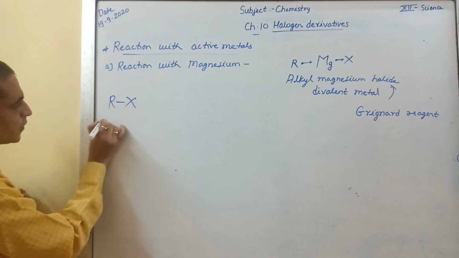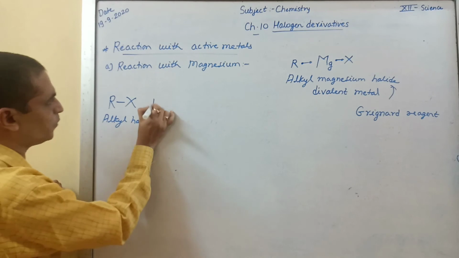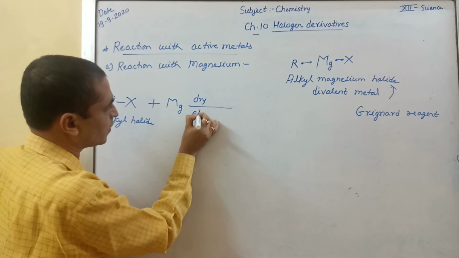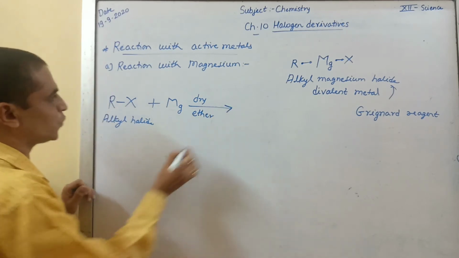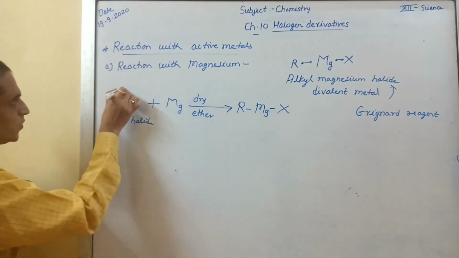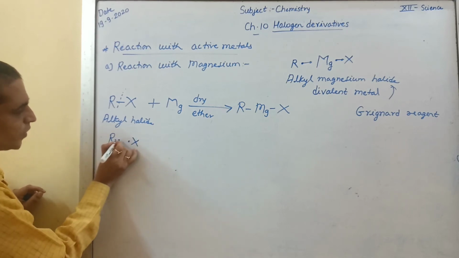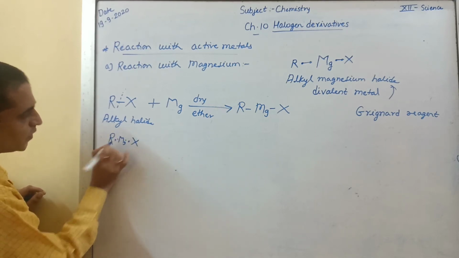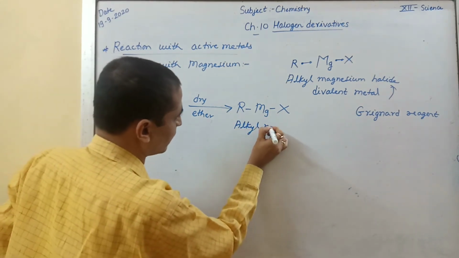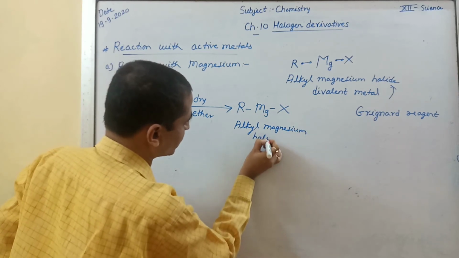You know that RX, that is what? Alkyl halide plus magnesium. This reaction is carried out in presence of what? Dry ether. So, what will you get? Simply RMgX. First, this bond is broken. So, R having a single electron, X having a single electron, and here you get magnesium. This way you get alkyl magnesium halide. This is called as what? Grignard reagent.